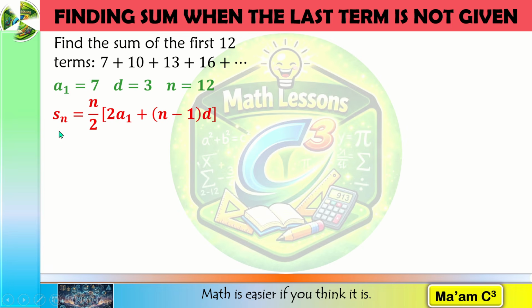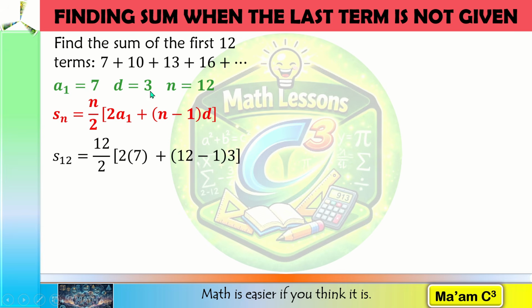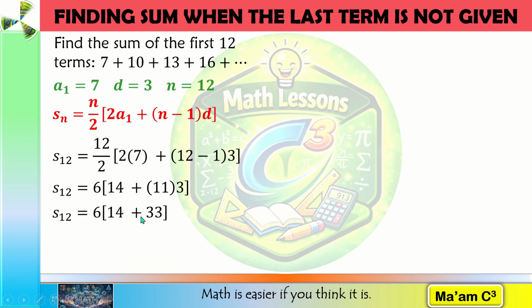Our s sub n would be s sub 12. Our n is 12. Our a sub 1 is 7. N again is 12. And d is equal to 3. 12 divided by 2 is 6. 2 times 7 is 14. 12 minus 1 is 11. 11 times 3 is 33. 33 plus 14 is 47. And 47 times 6 is 282. So the sum of the first 12 terms of this series is 282.